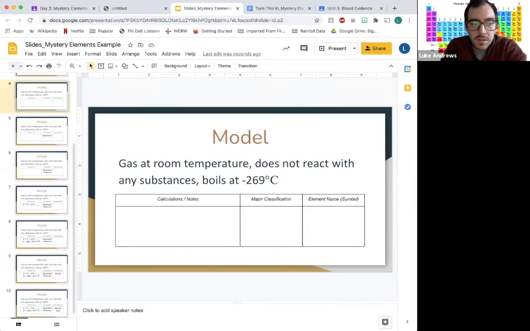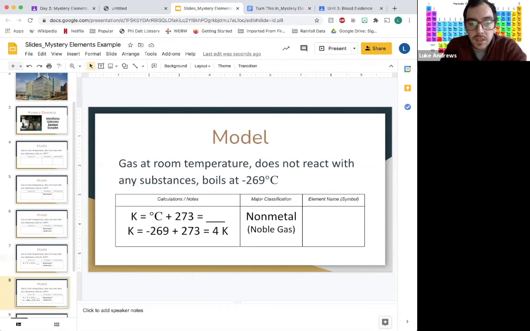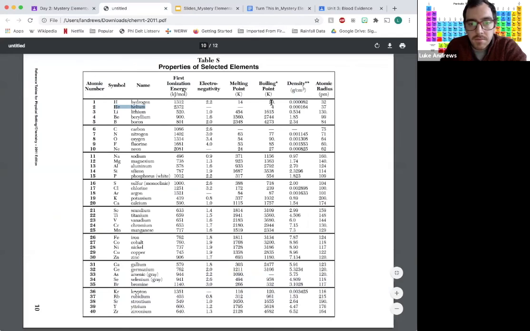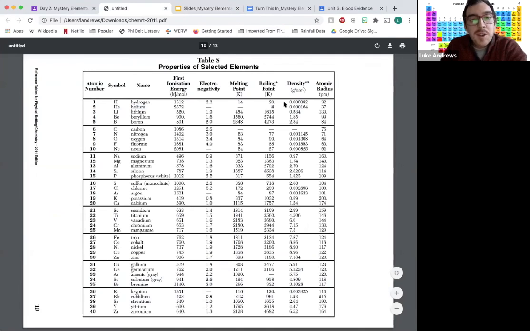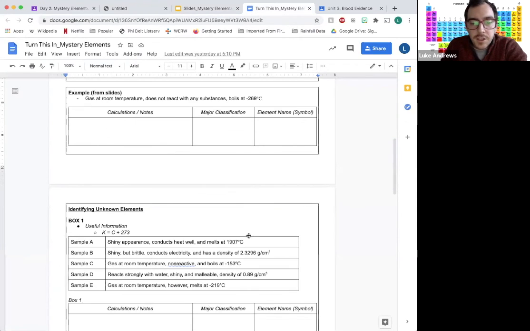So, quick review. Because it's a gas at room temperature, that tells me it's a nonmetal. Because it doesn't react with any other substances, that tells me it's a noble gas. I use my temperature conversion calculation to turn Celsius into Kelvin, and then I go find Kelvin on my reference table, find that that is helium, the boiling point for element number 2, helium, chemical symbol He. Okay, so that's what you're going to do for each of these clues.